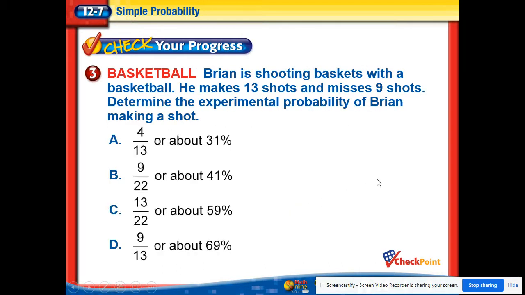So let's try another one. Brian is shooting baskets. He makes 13 shots and misses 9. What's the probability of Brian making a shot? Well, 13 should be our numerator because he makes 13. But it's not 13 over 9. It's 13 over the total. And the total is 22. So 13 over 22.